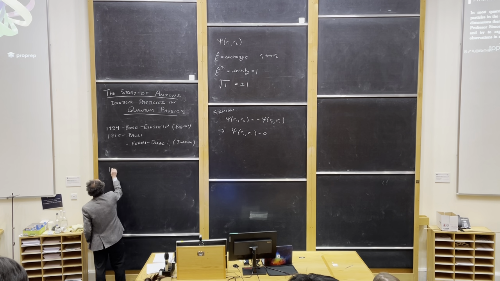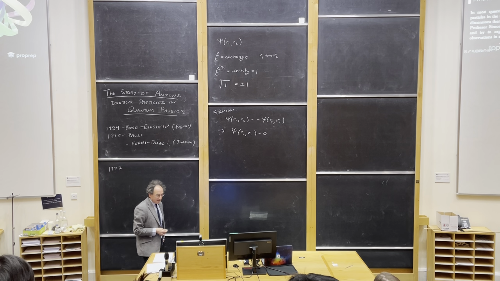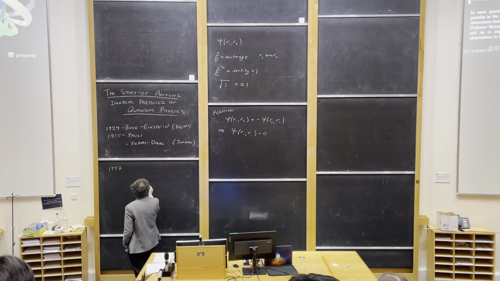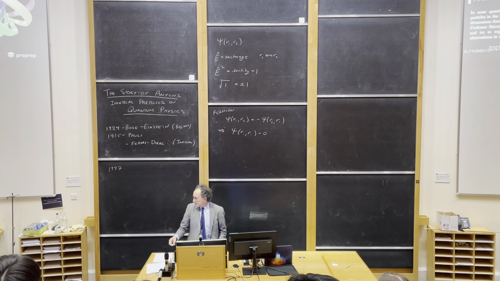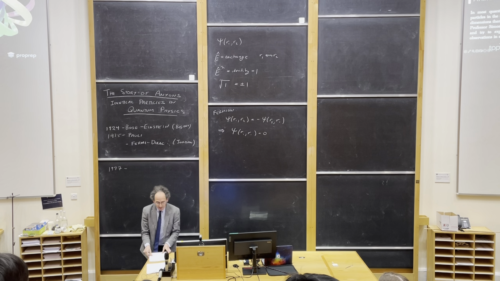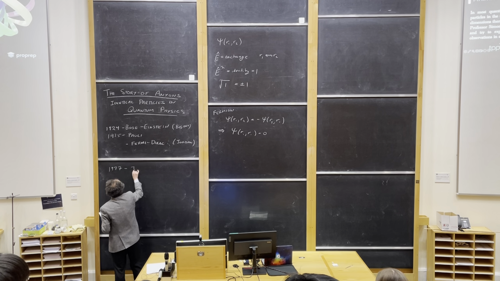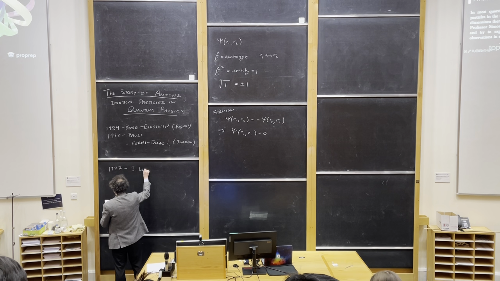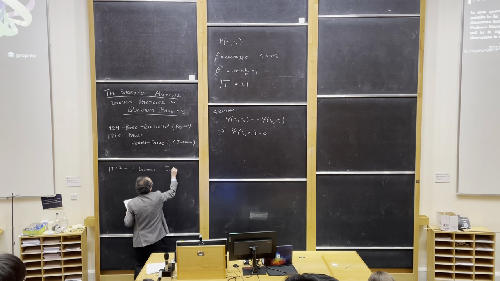So in 1977, in a rather important but, at the time, not really noticed paper, by two people, both named Jan, living in Oslo, and I'm probably not going to spell the names right. The first is Jan Magnus Leinaas, L-E-I-N-A-A-S, and the other one is Jan Myrheim.